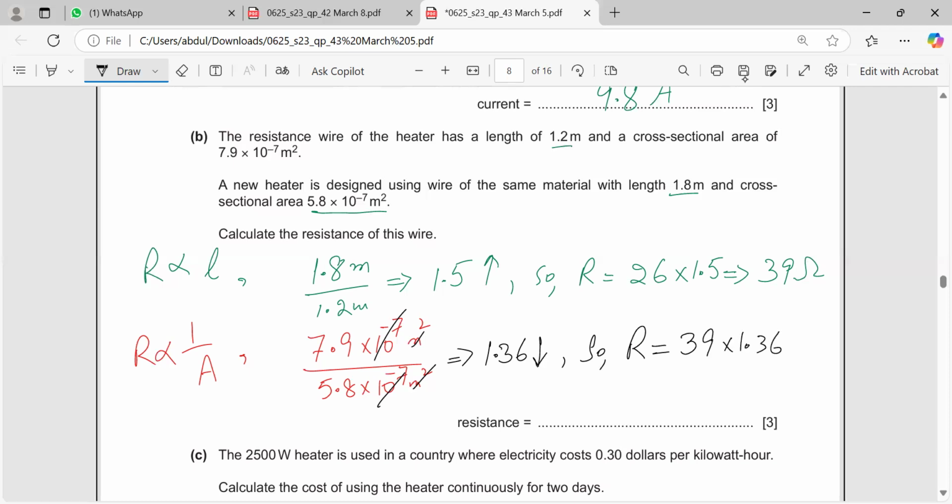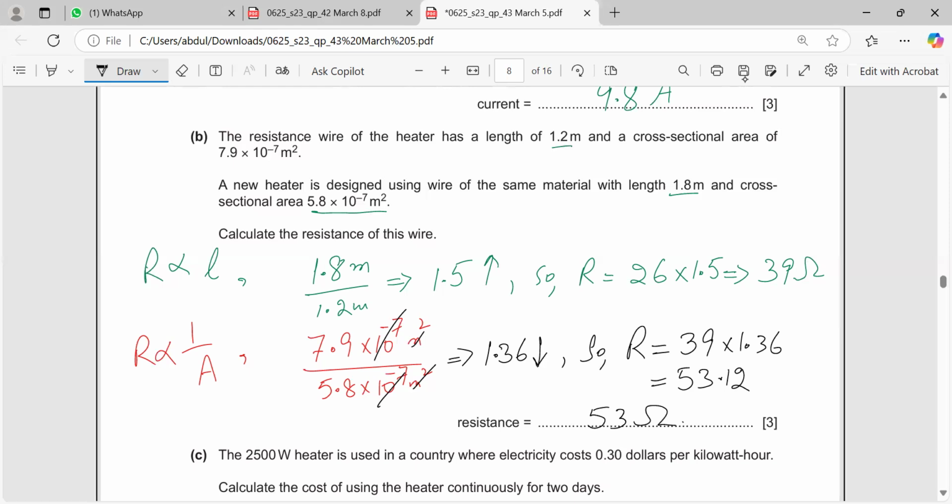Why times 1.36 again? The reason is, in the first case, resistance is directly proportional to length, so length was increased by 1.5 times. But resistance is inversely proportional to area, so area is decreased, so resistance will be again increased. So we need to multiply it again. So let's see what is the answer. 1.36 times 39, answer will be equal to 53.12. So simply we can write here 53 ohms.